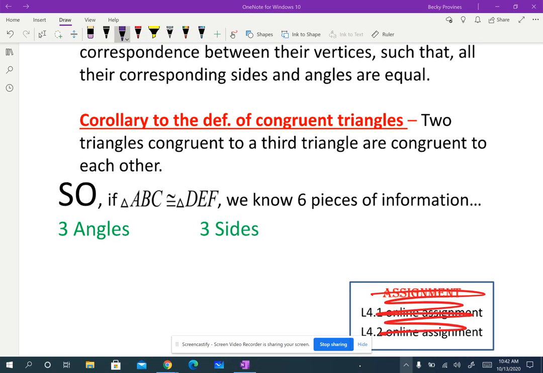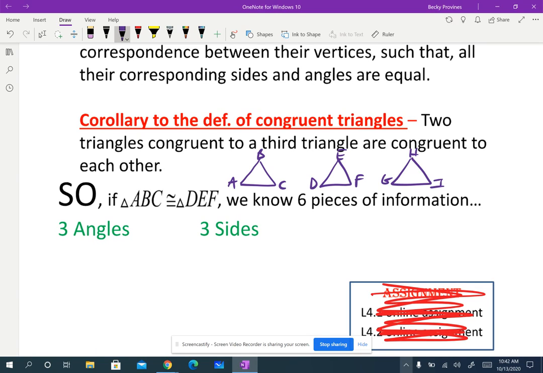All right. I'm going to try to draw this out if my pen will work. Okay, so I'm going to label these A, B, C, D, E, F, G, H, I. Okay, so the corollary says if two triangles are congruent to a third triangle, then they are congruent to each other. So again, this is like substitution.